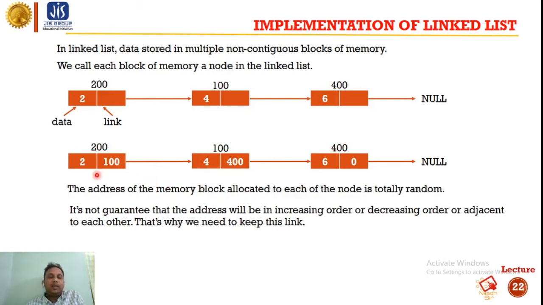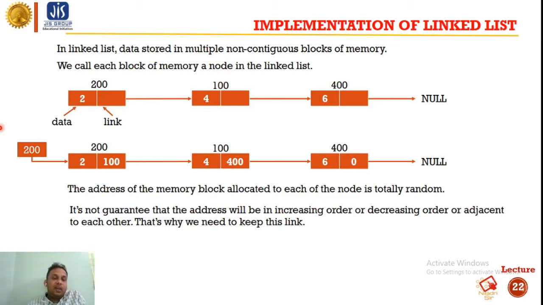And one more thing, if it is 200, the next may not be 300 or 400. That means there is no guarantee that the addresses will be in increasing order or in decreasing order.